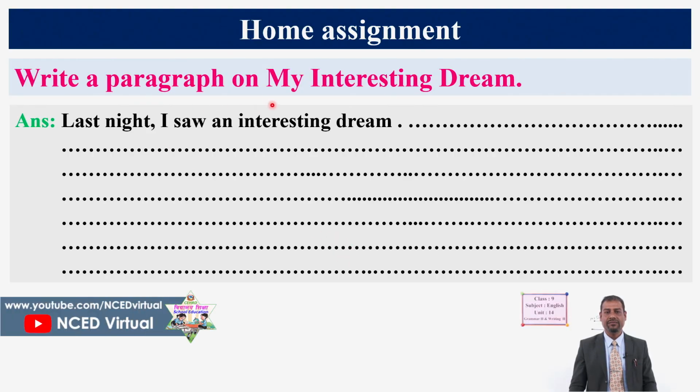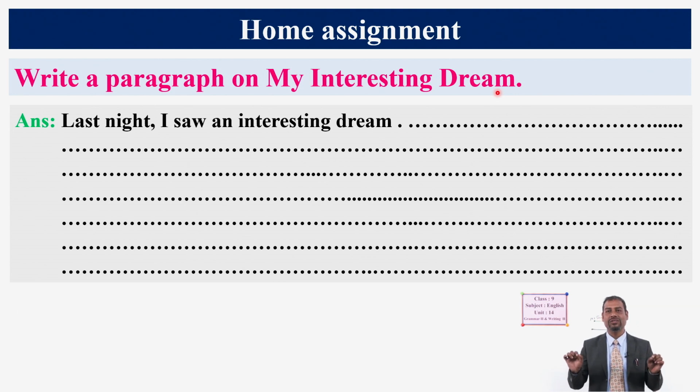write a paragraph on my interesting dream. You might have seen an interesting dream, so write about it, and you can start like this. Last night I saw an interesting dream, then you can continue. You can use simple past, past continuous, past perfect according to the situation. Have you got me? Good.